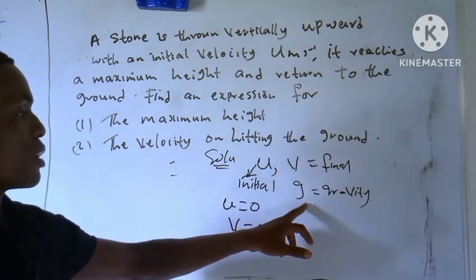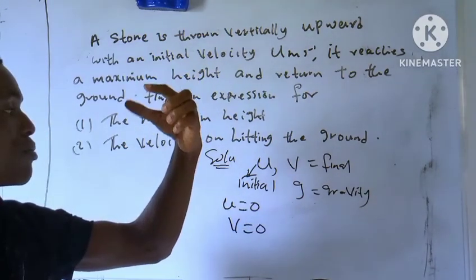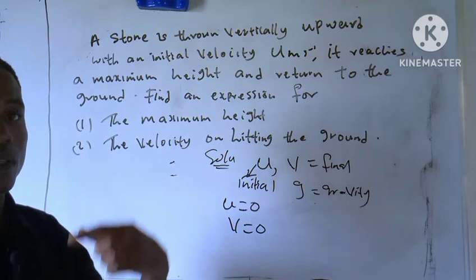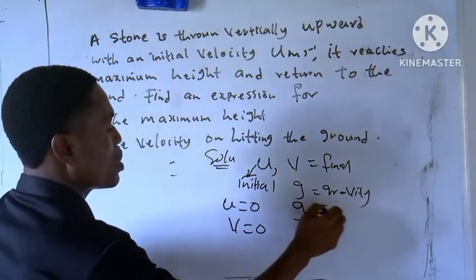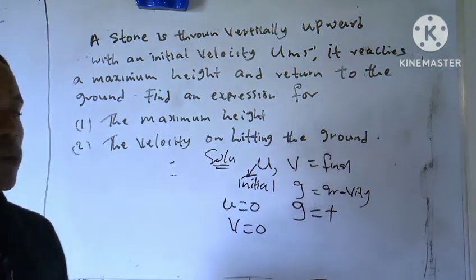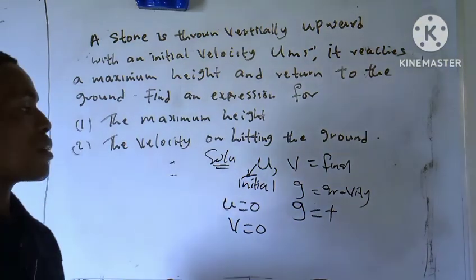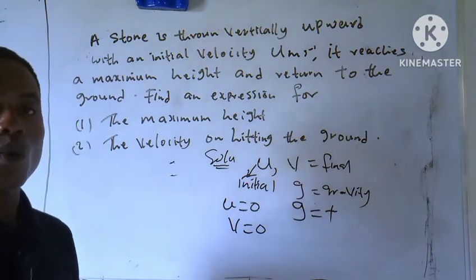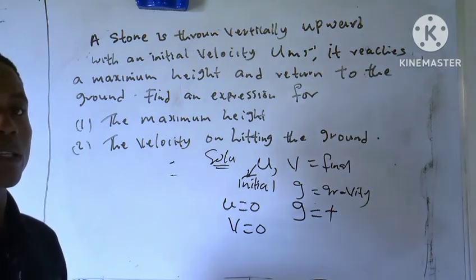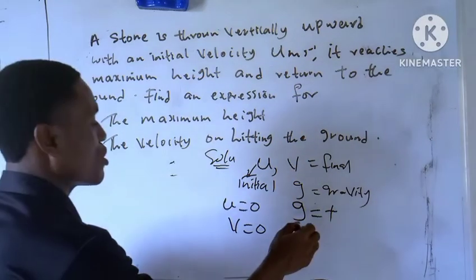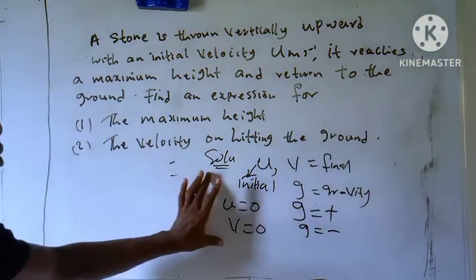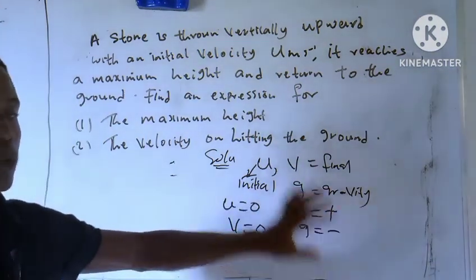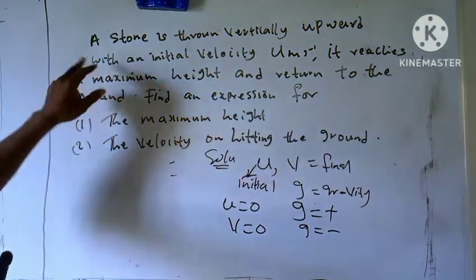Secondly, take note of this. If the object is coming vertically downward, is coming from up, the g, which is gravitational force, is what? Plus, positive. Okay, but if the object is going up from its initial state, the gravitational force will be what? Negative. So take note of these four things. We want to apply them here. Okay, let's read it again.